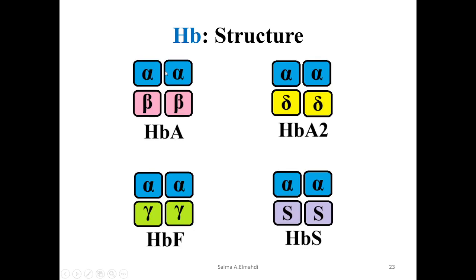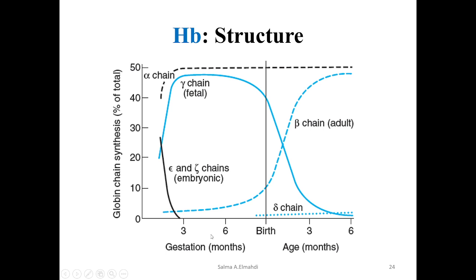And this is a representation of the four main variants: hemoglobin A, 2 alphas, 2 betas; 2 alphas, 2 deltas; 2 alphas, 2 gammas; and 2 alphas, 2 S chains, the sickle hemoglobin. And this is to show you their timeline or chronological order of appearance and disappearance. So starting from 0 age up to 6 months, and this is birth here. So this here represents the fetal life, and early on this is embryonic life. And these are the chains.